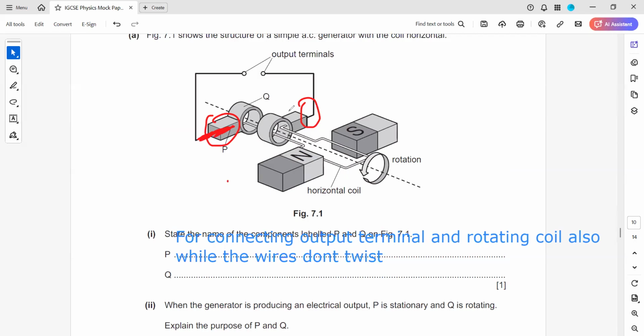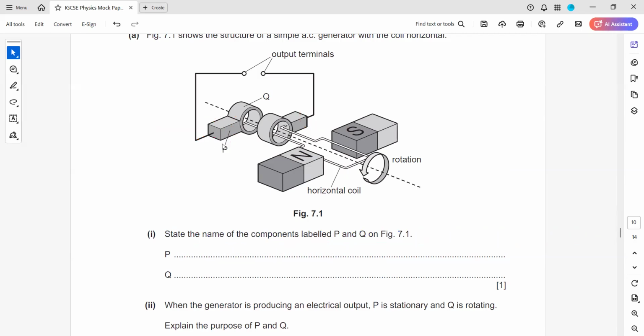What is the answer for the first one? P is called a carbon brush and Q is called a slip ring. What is the purpose of the carbon brush? You don't have to write this answer here, you have to write it at the bottom, but I'm writing it here. After writing carbon brush and slip rings, that is fine. But what is the purpose of the carbon brush?